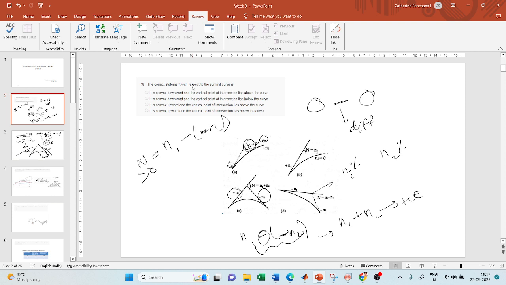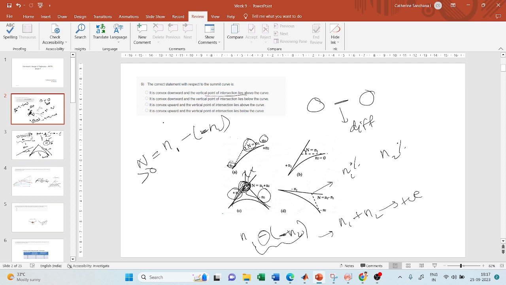Okay, so you know that this is the curve. For a summit curve, you know that this is the point of intersection, right? The point where these two tangents meet is the point of intersection. In summit curve, if you see from all these figures, the point of intersection should always be above the summit curve. So the second point is correct. Let us see if the first point is correct or not.